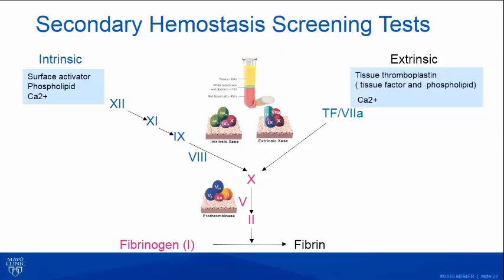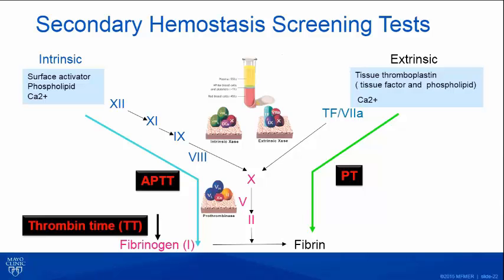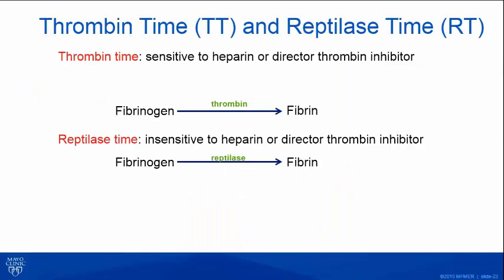Switching gears to the secondary hemostasis screening tests, as Dr. Nichols just mentioned, we have the APTT that measures the factors starting from factor 12, and the PT measuring the extrinsic pathway starting from factor 7. And we usually add in the thrombin time that helps to exclude or investigate the possibility of a heparin or direct thrombin inhibitor effect in the sample.